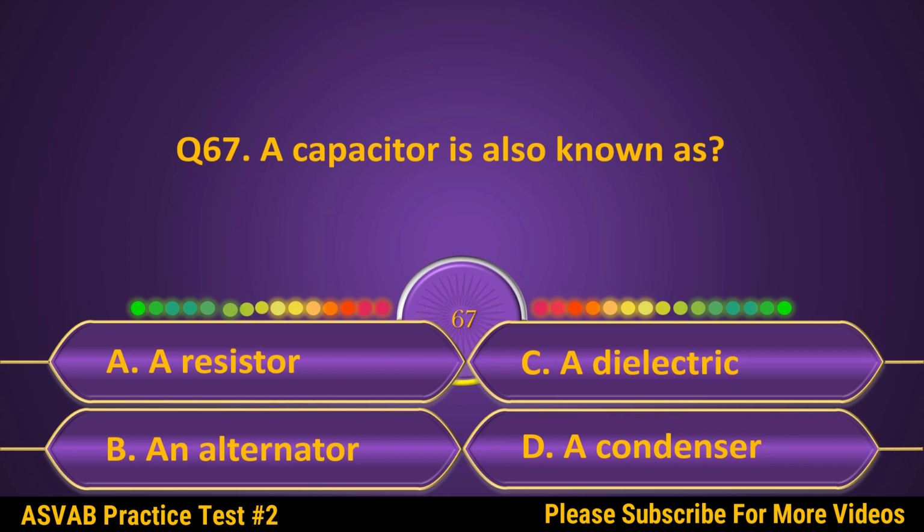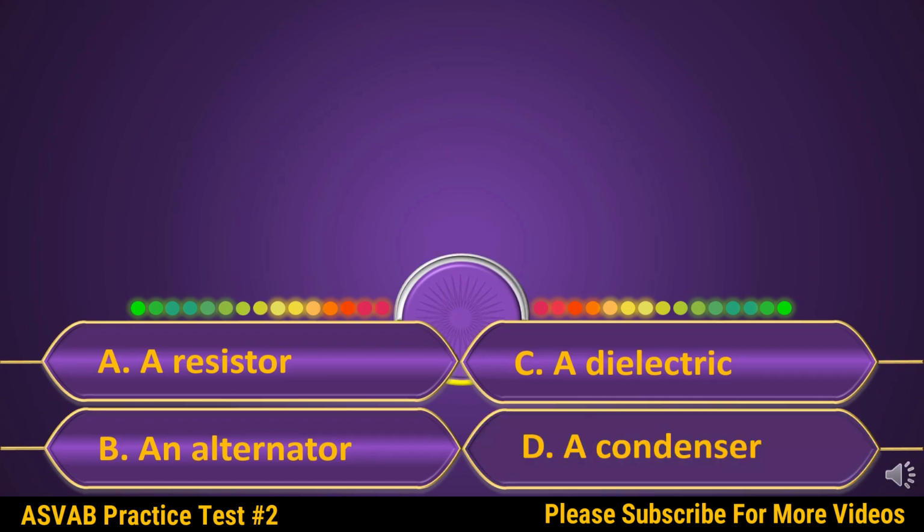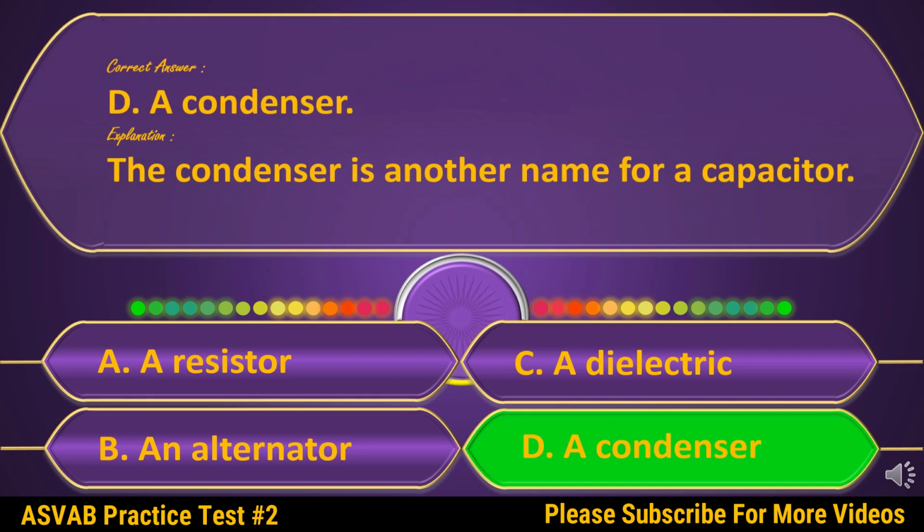Question number 67. A capacitor is also known as, and the options are A. A resistor, B. An alternator, C. A dielectric, or D. A condenser. The correct answer is option D, a condenser. The condenser is another name for a capacitor.